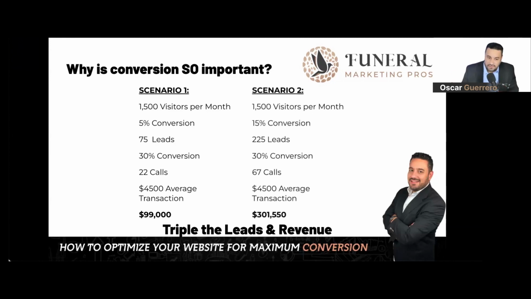However, scenario 2, if we can bump your conversion up 3 times and we go from 5% to 15% conversion, right? So now 15% of people that are getting on your website are actually calling you. This will lead you to 225 leads. Let's just say that we are still converting those leads into families that we're actually going to serve at 30%, right? And this is going to lead to 67 calls, 67 more calls for your funeral home. At the same average transaction of $4,500, the difference is just over $300,000.